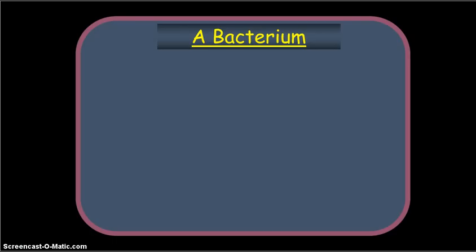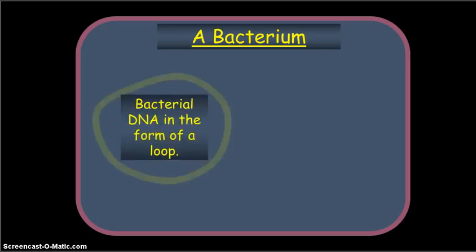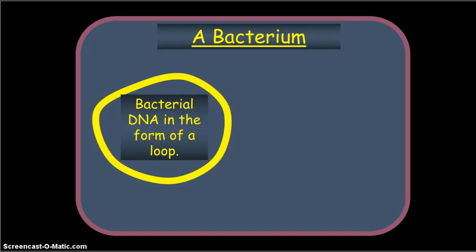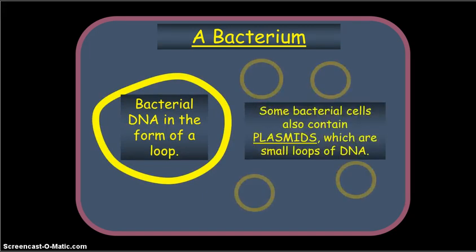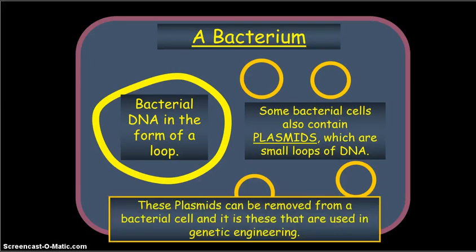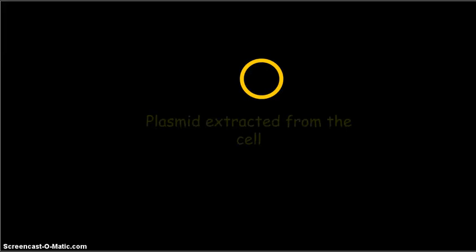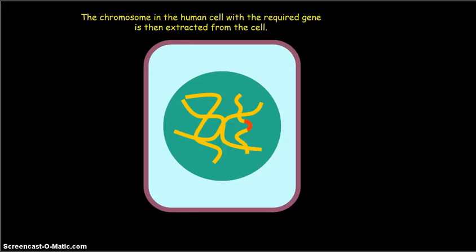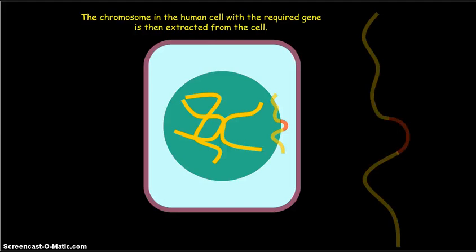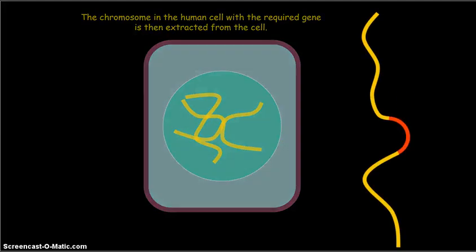Now, bacteria are very useful in genetic engineering. They have the main DNA in the form of a loop. They also have smaller circles of DNA called plasmids. These plasmids can be removed and used in genetic engineering. If we take one of these plasmids, extracted from the cell, we now need a gene to insert into that plasmid. In this case, it's a gene taken from a human cell.